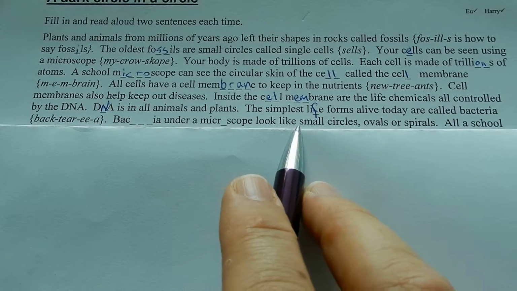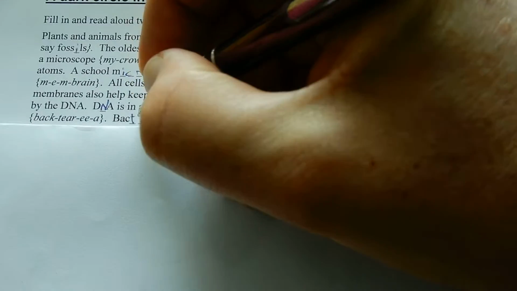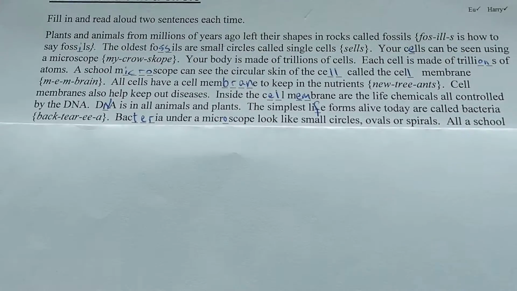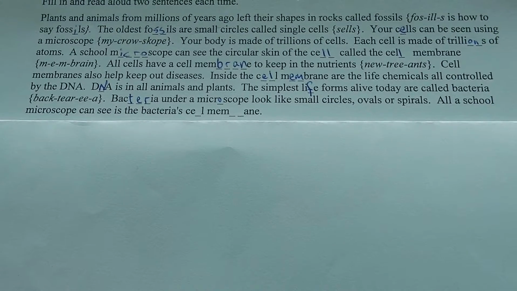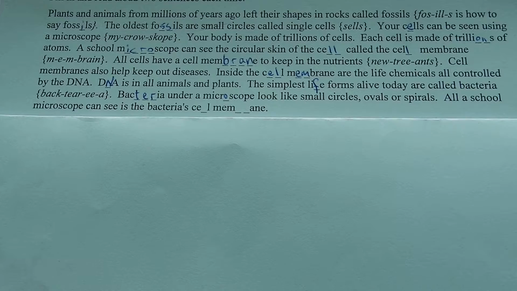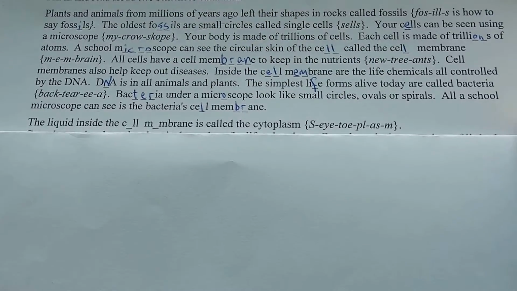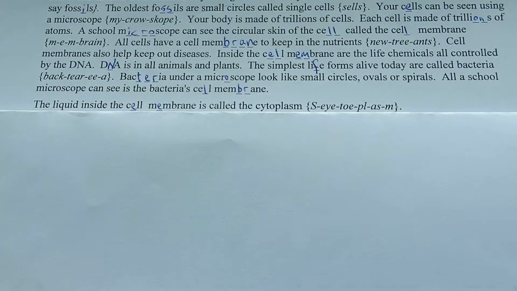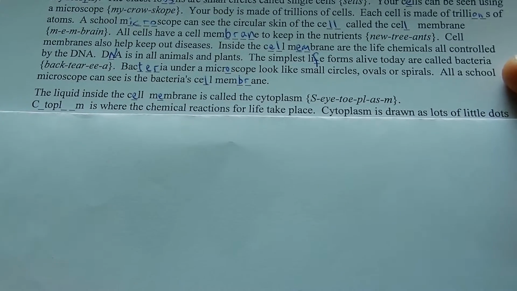Bacteria, under a microscope, look like small circles, ovals or spirals. Yeah, that's one way of figuring out which one they are, by looking at what shape they look like. All a school microscope can see is the bacteria's cell membrane. The liquid inside the cell membrane is called the cytoplasm. Cytoplasm is where the chemical reactions for life take place.